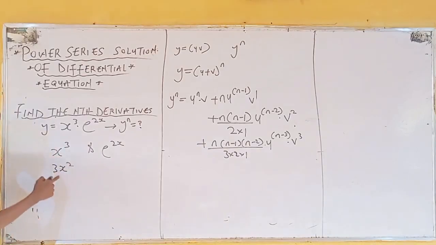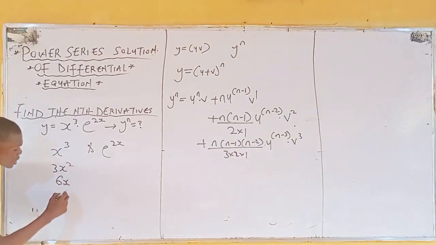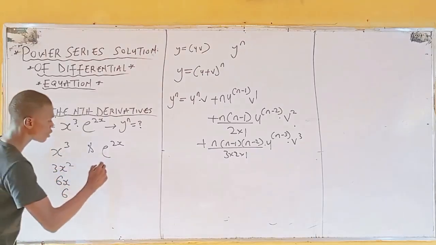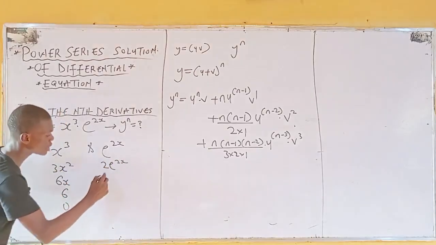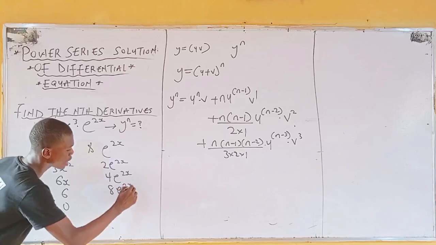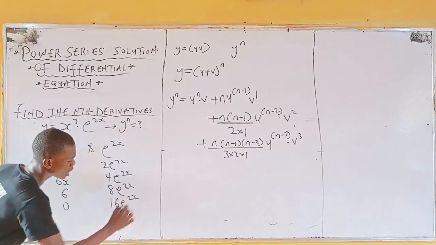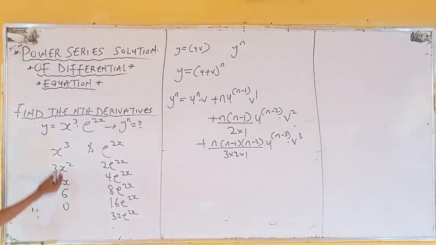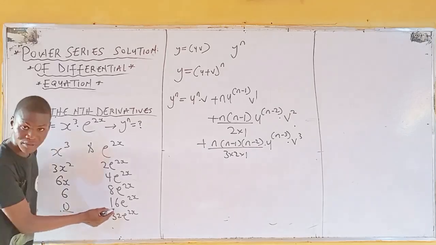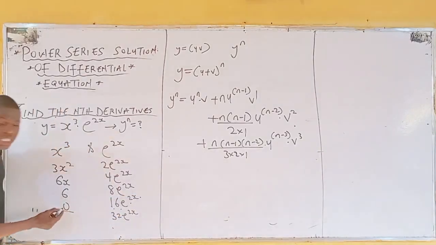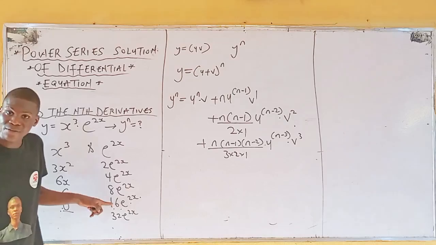3x squared. Differentiate again, what do you have? 6x. Differentiate again, 6. Lastly, 0. Let's differentiate this one: 2 exponential 2x, 4 exponential 2x, 8 exponential 2x, 16 exponential 2x, 32 exponential 2x, continuously. You observe that the fourth derivative of this one is 0, but the fourth derivative of the other is 16 exponential 2x. Can we differentiate 0? No. But we can still differentiate the fourth derivative of this.